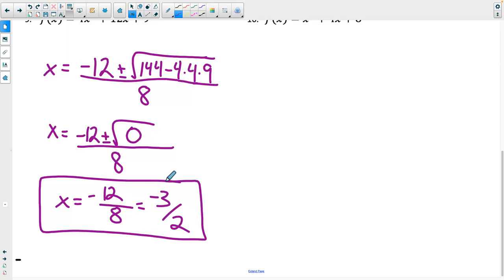3 minutes to do number 10. To get as far as you can. You don't have to finish, but 3 minutes to get as far as you can. Feel free to work together as well.